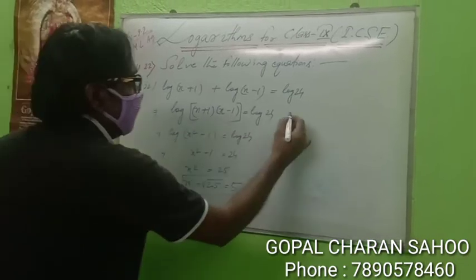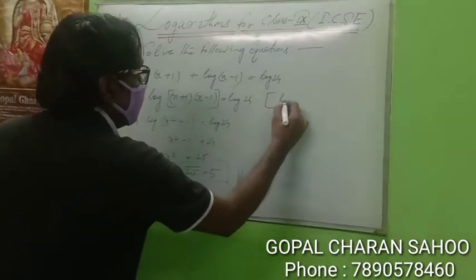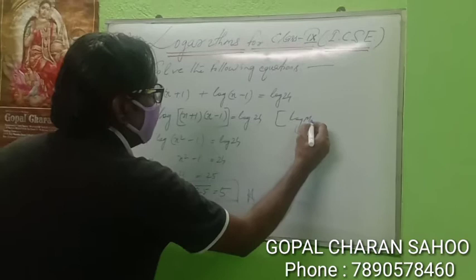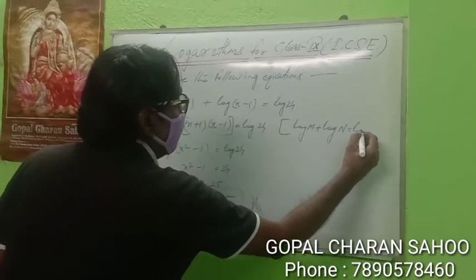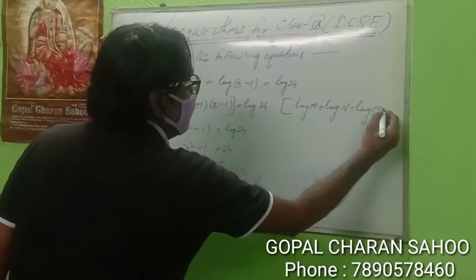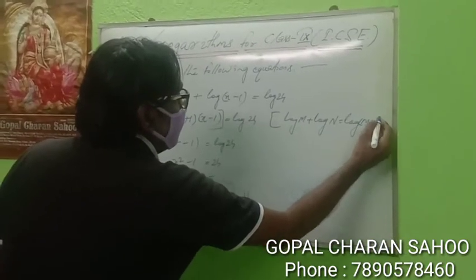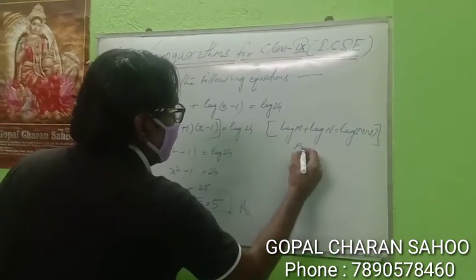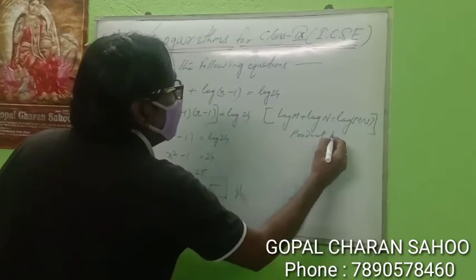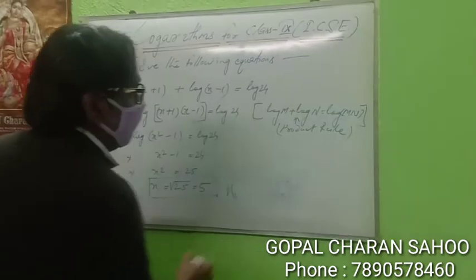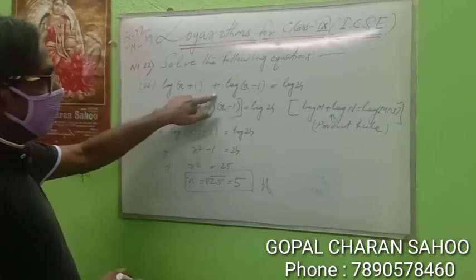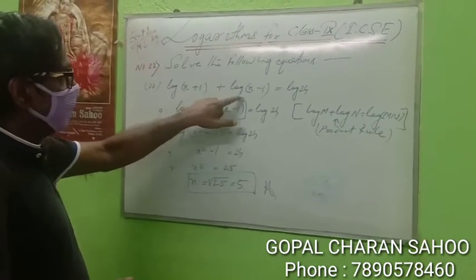Which formula applied here? Write the formula here. Since log m plus log n is equal to log m into n. This is called the product rule. Okay, product rule. This is plus sign given, therefore this is multiplied.